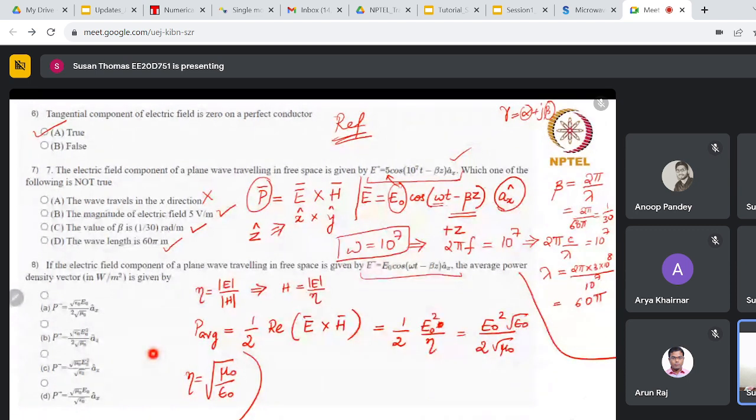Now I have mentioned only the magnitude. How about the direction? So as you know, the direction of electric field is AX. Direction of wave propagation is plus Z. So the average power density will have the same direction of the wave propagation. Okay. So that is plus AZ. So if you see, the option will be option D. Any doubts in this?